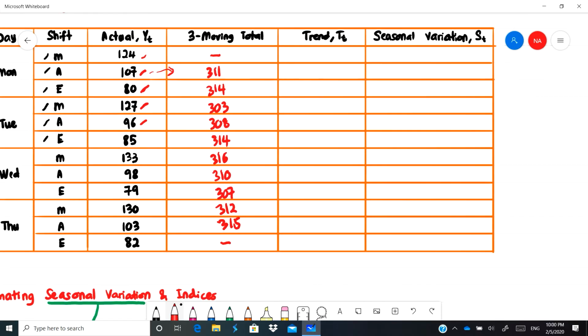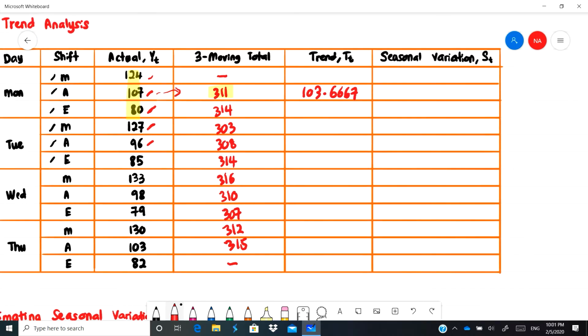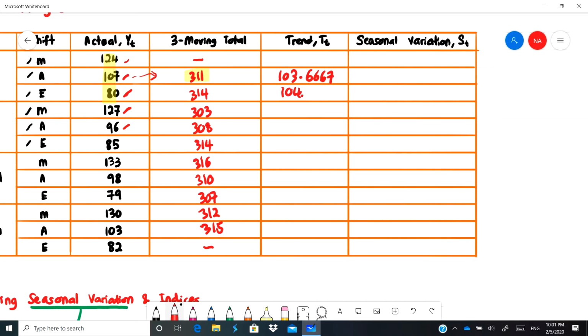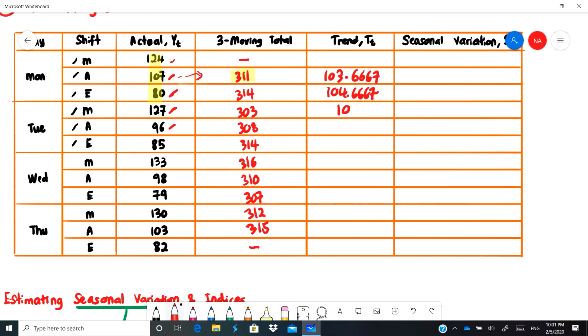So how to find the trend? We have these values, and we have to divide by 3, meaning we have to find the average, because we already added these 3 and got 311. To find the average, you divide by 3. So 311 divided by 3, usually we leave it at 4 decimal places, you'll get 103.6667. For the next one, 314 divided by 3, you'll have 104.6667. Then the next one is 101. You use your calculator.